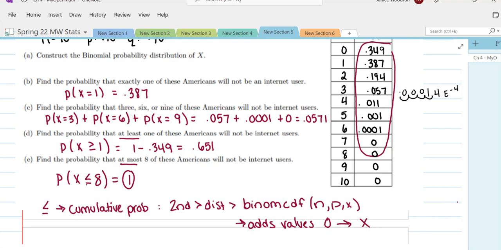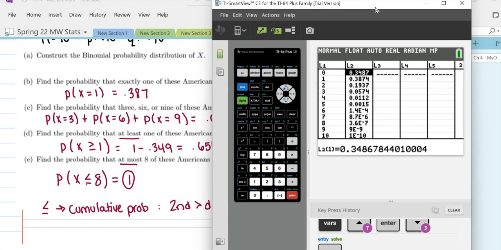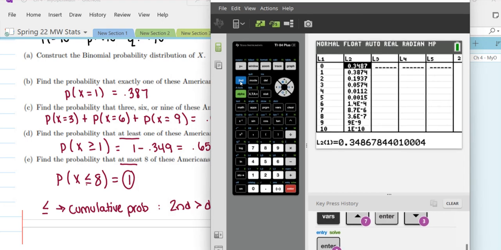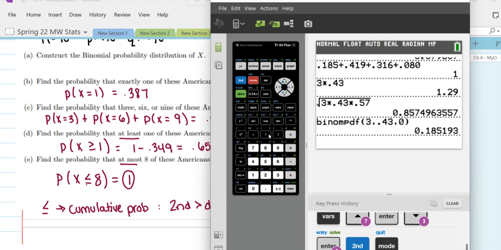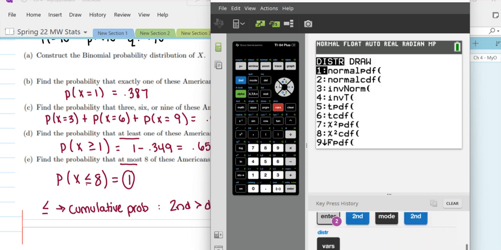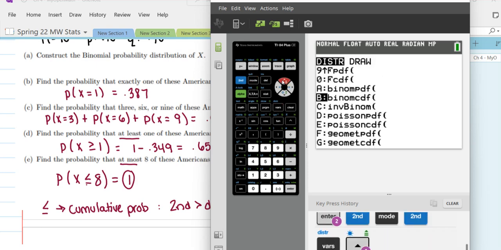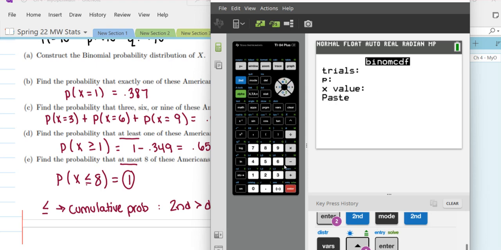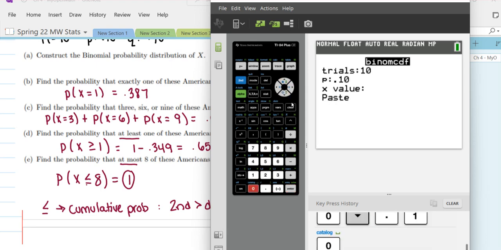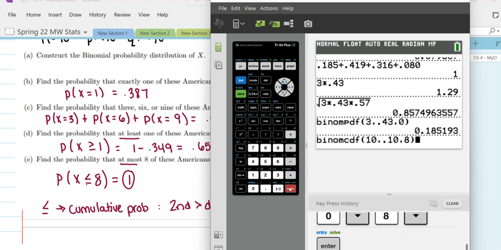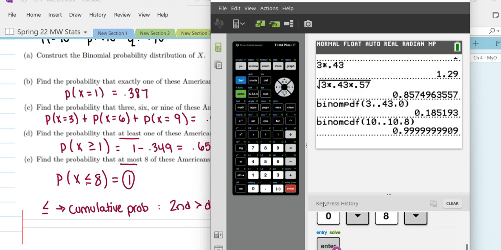So if I did that with the 8, oh, it's on the other screen. Hold on, bring it over here. Okay, I gotta get out of this. So I go second quit, go to my home screen. I'm gonna go second distribution. I'm gonna pick the binom CDF. Trials are 10. P is 0.10. X value I want is 8. I wanted to add 0 through 8. Rounds to 1.